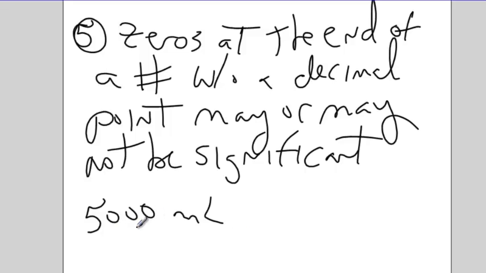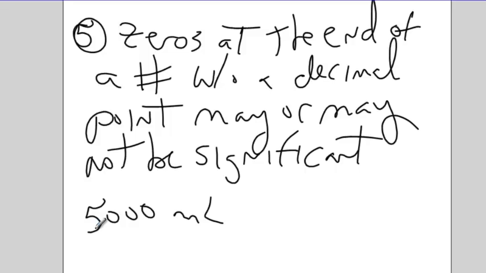These zeros are all important mathematically because they say that the 5 is in the thousands place. But where was the estimated digit? Did the person have the glassware to read to the ones place? Is the ones place the estimated digit? Is the tens place the estimated digit? Is the hundreds place the estimated digit? We don't know. That's why I said may or may not be significant. We have no idea looking at that what is the estimated digit.